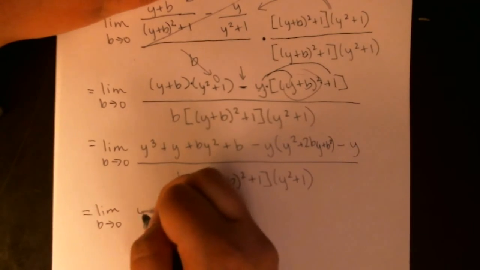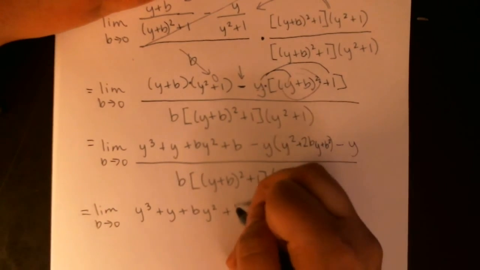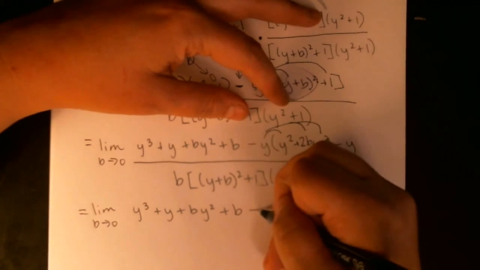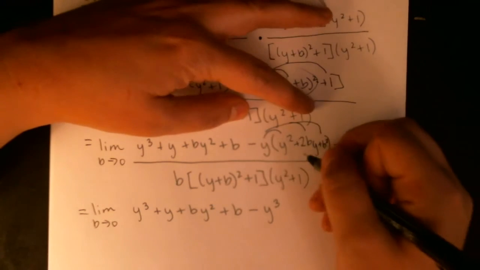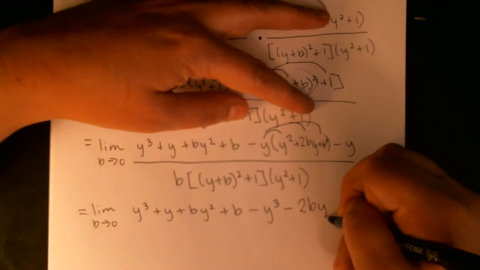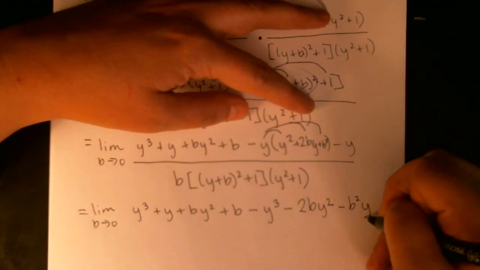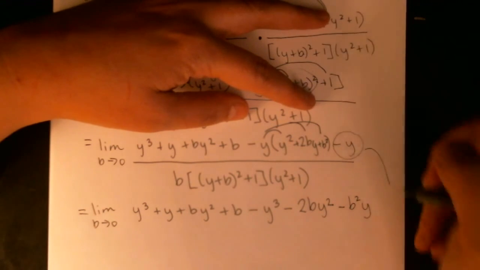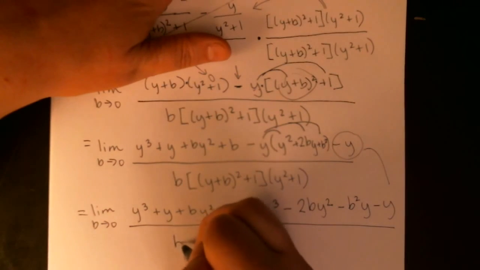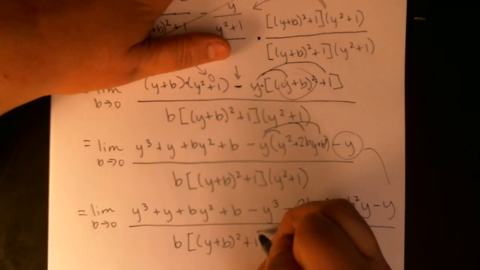Okay, so I have y cubed plus y plus by squared plus b. And now I need to finish my distribute off. I have a negative y cubed, again, really careful with the negative sign, a negative 2by squared, a negative b squared y, and then lastly, still hanging out here on the end, is a negative y.